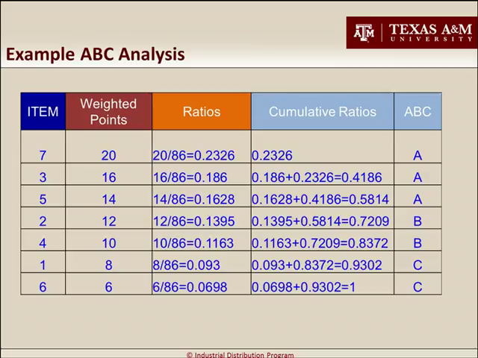And this final list is that item 1 is a C item, item 2 is a B item, item 3 is an A item, 4 is a B item, 5 is an A item, 6 is a C item, and 7 is an A item, right? And this concludes this video.